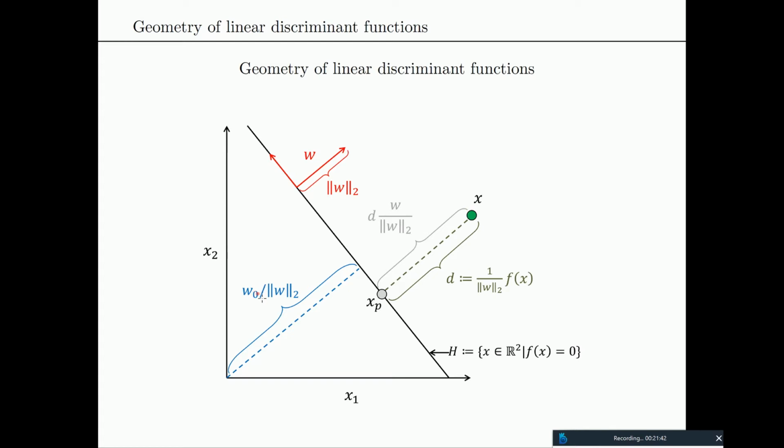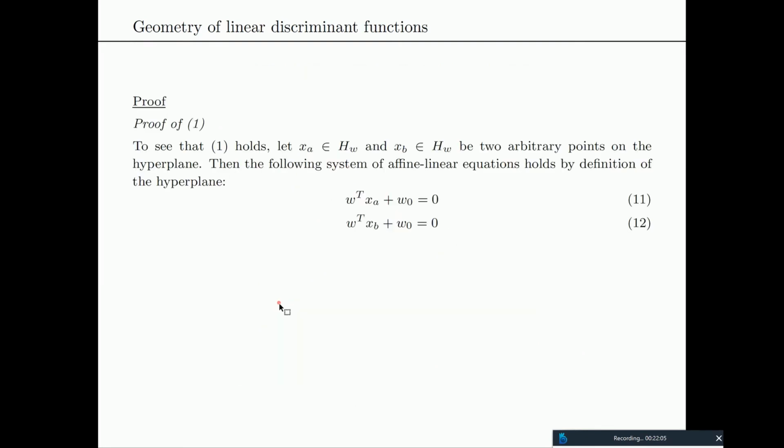Why this is important is mainly for these two things: if you change the weight vector, you change the orientation of the hyperplane. If you change the bias parameter, you change its location. So you can move it in this direction if you increase the bias. So why do these things hold? This is what these little proofs are about, which are relatively straightforward.